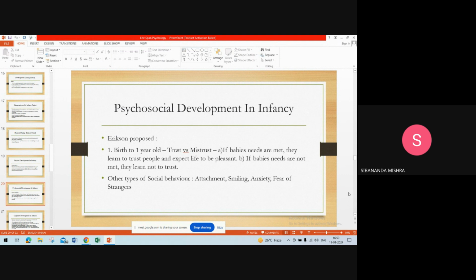Last one is... are you understanding these points? Attachment, smiling, anxiety. Yes, students? Yes, sir. Okay, good. Next is fear of strangers.